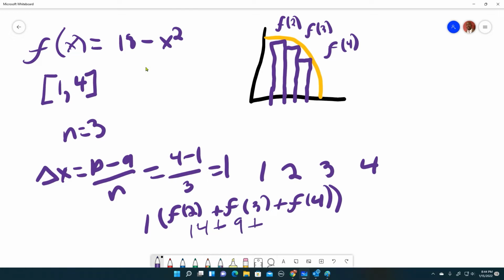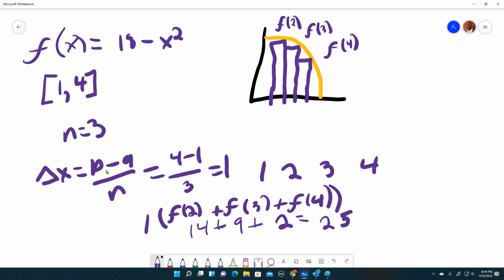And f of 4 is 18 minus 4 squared. It's 18 minus 16. That would be 2. And if we add that up, we get 25. Now, again, bear in mind that the actual area is 33, but we should have anticipated to get a number less than 33 because of this open space. So that's what we get for a right Riemann sum for this particular function with 3 subintervals finding the area from 1 to 4.